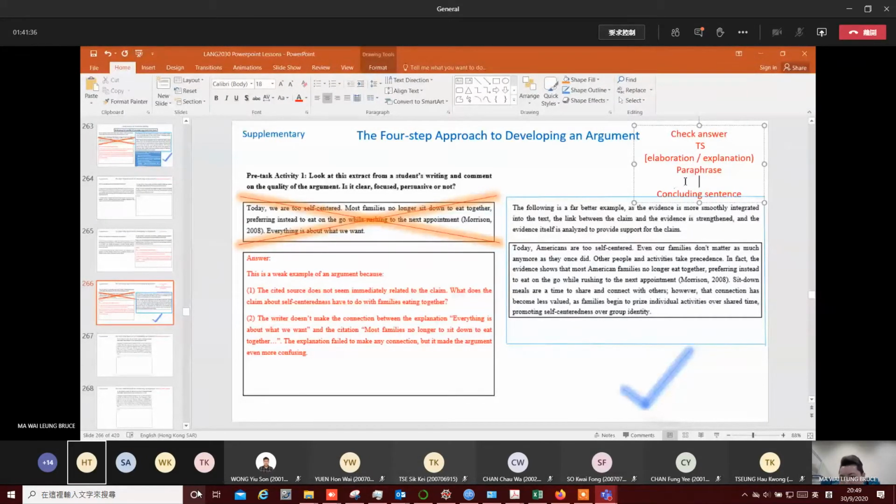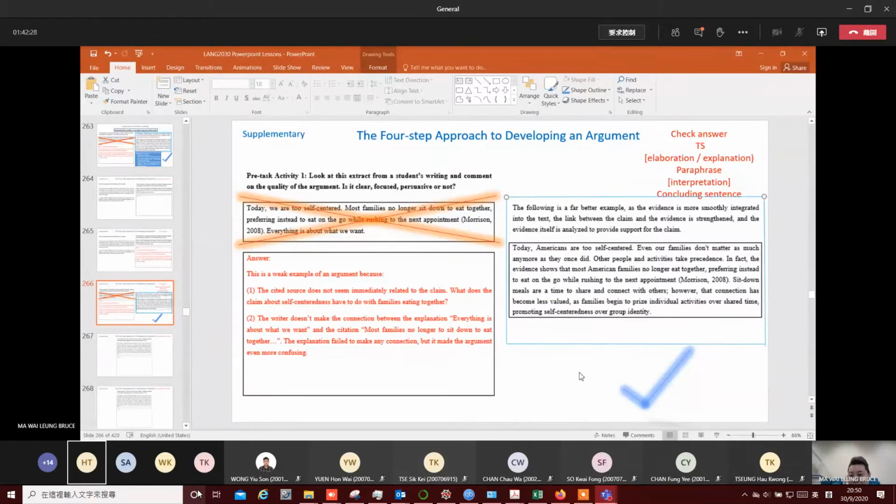Next, before you make the concluding sentence, I think you have to add something here: interpretation. You need to interpret the paraphrase and turn the paraphrase to your own use. You have to explain how you use the paraphrase to support your claim in the topic sentence, self-centered. Here, sit-down meals are a time to share and collect with others. However, such collection has diminished in America. People value individual business more, right? Therefore, self-centeredness has dominated compared to group identity. Conclusion.